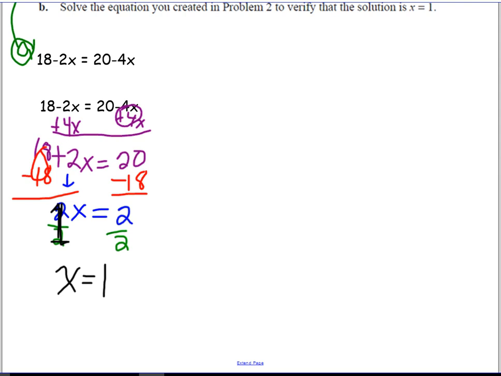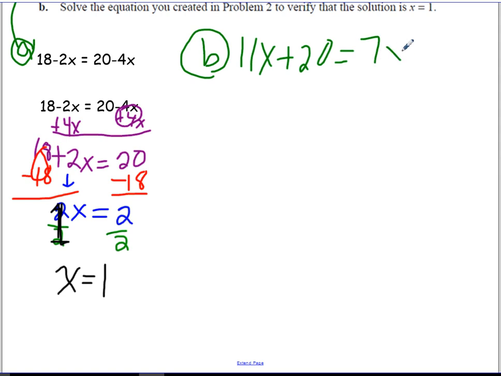So in the equation that we created, we had 11x plus 20 equals 7x plus 24.